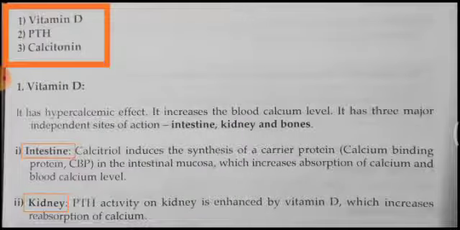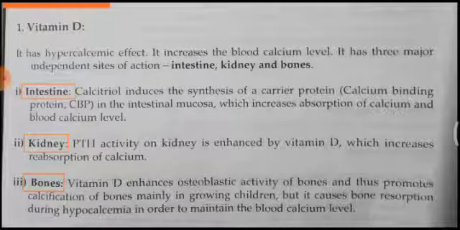and it has three major independent sites of action: intestine, kidney, and bones. In the intestine, calcitriol induces the synthesis of calcium binding protein in the intestinal mucosa, which increases absorption of calcium and the blood calcium level. The intestine helps in absorption, whereas in the kidney, parathyroid hormone helps in the reabsorption of calcium, because one of the processes of the kidney is tubular reabsorption, in which calcium is reabsorbed. And in the bones, vitamin D helps in osteoblastic activity, depositing calcium in the bones and promoting calcification of bones. So from the intestine, calcium is absorbed with the help of calcitriol, and calcium is reabsorbed from the kidney by parathyroid hormone, and it is deposited in the bones.